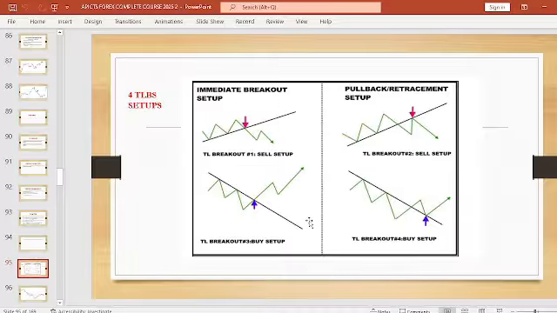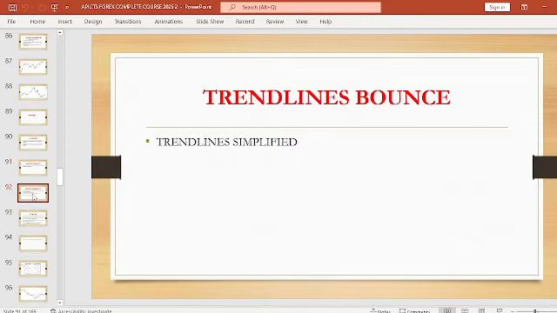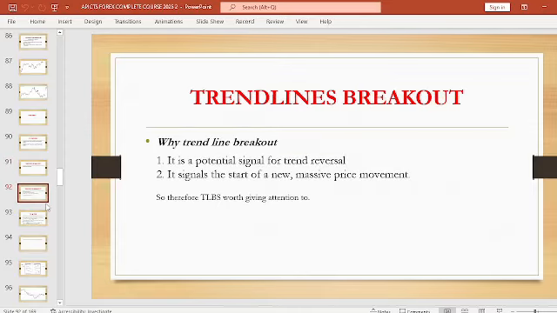Yesterday we started talking about trendline breakout, and we said quite a few things about it. Maybe I should quickly do a recap of the trendline breakout strategy. I said it gives a potential reversal of trends.